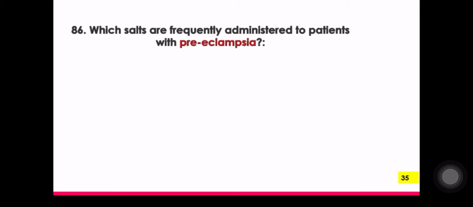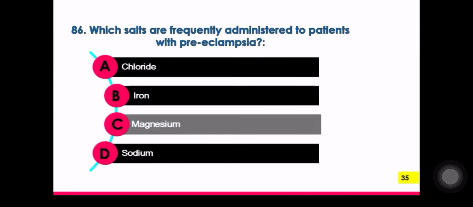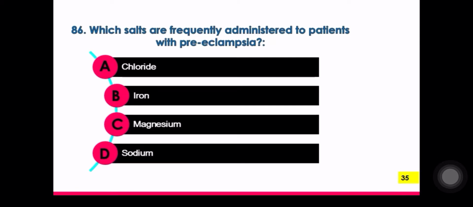Now, for number 86, which salts are frequently administered to patients with preeclampsia? Is it letter A, chloride, letter B, iron, letter C, magnesium, or letter D, sodium? Okay, letter C po, magnesium.